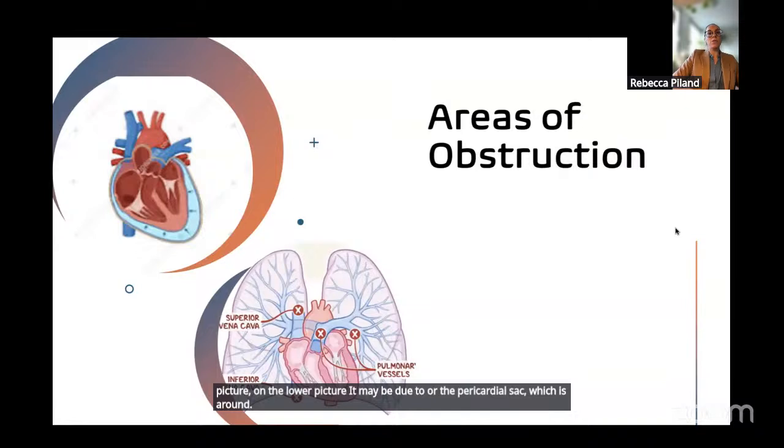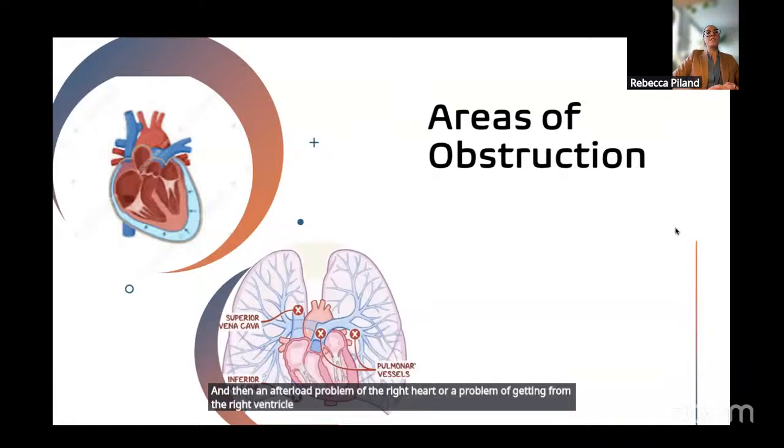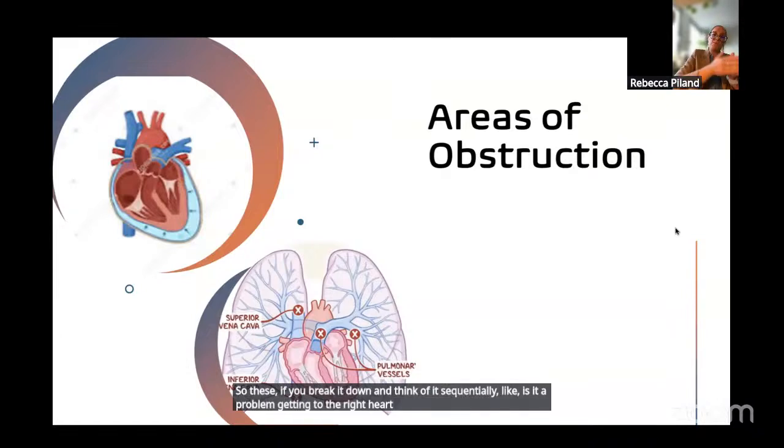And then an afterload problem of the right heart, or a problem of getting from the right ventricle to the left ventricle, is in the pulmonary vascular system. So if you break it down and think of it sequentially, is it a problem getting to the right heart? Is it a problem getting from the right heart to the left heart? Or is it a problem getting out of the left heart? You can start thinking about where your pathology may occur.